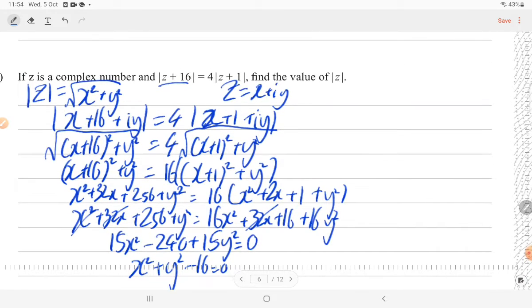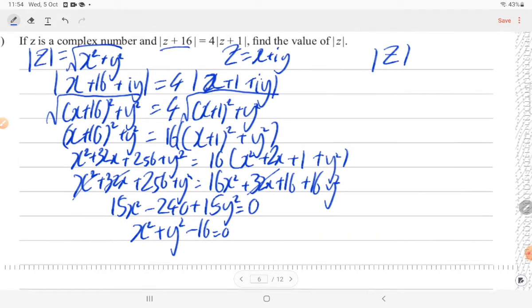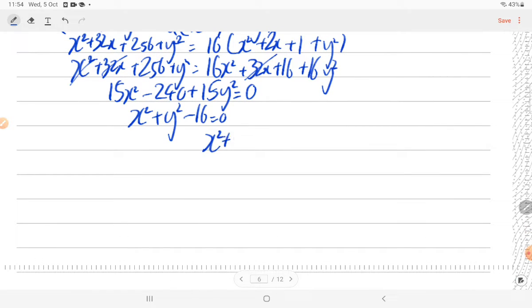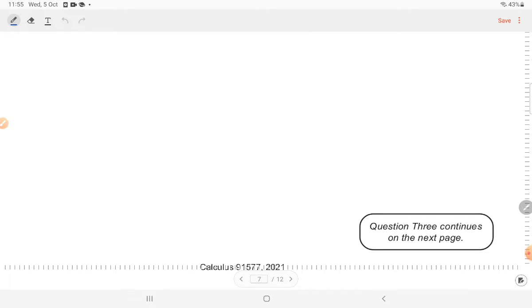So the original question was asking for the absolute value of z, and that is the square root of x squared plus y squared. So x squared plus y squared is equal to 16, and take the square root of both sides. So the square root of x squared plus y squared is equal to 4. And since absolute value always cancels out the negative, we only consider 4. So absolute value of z is equal to 4. Question 2 done.